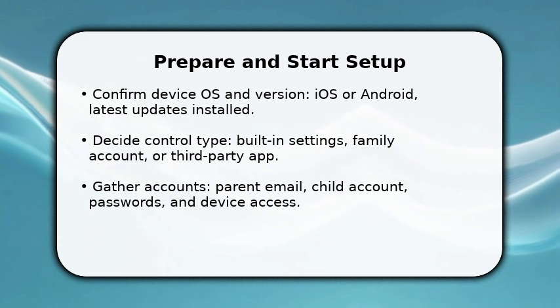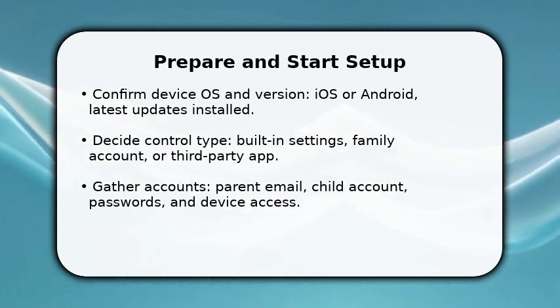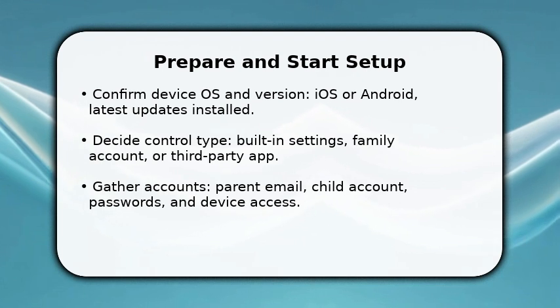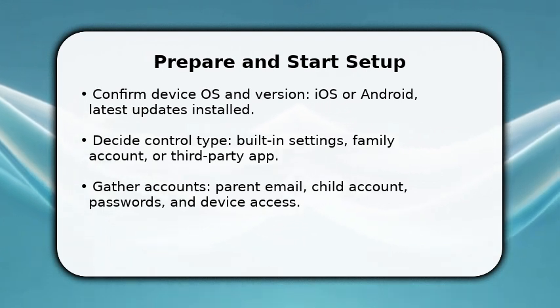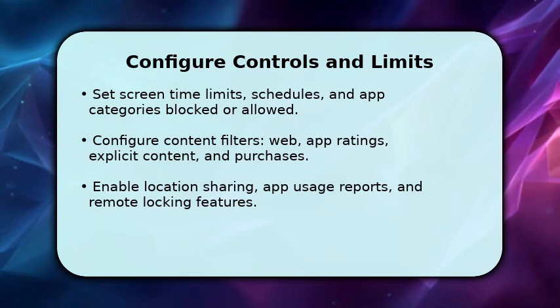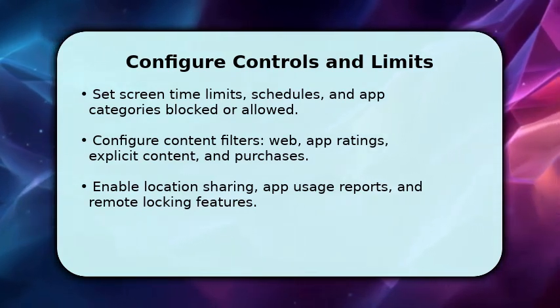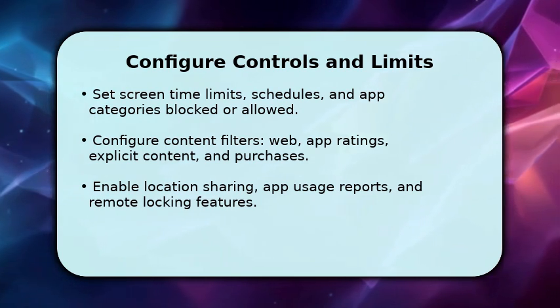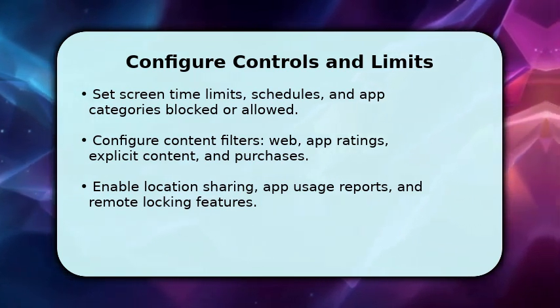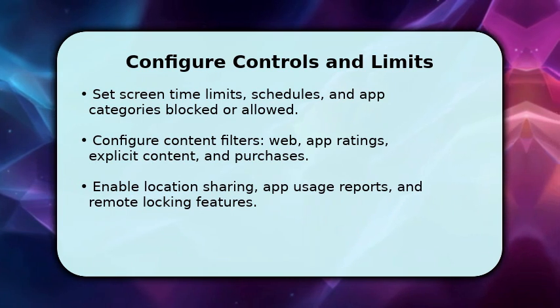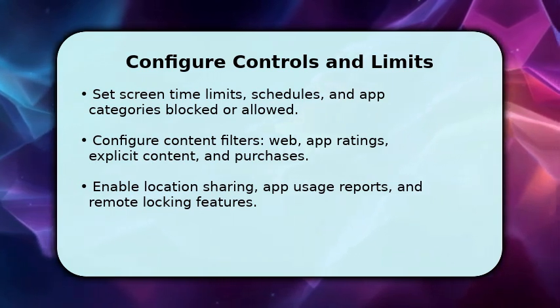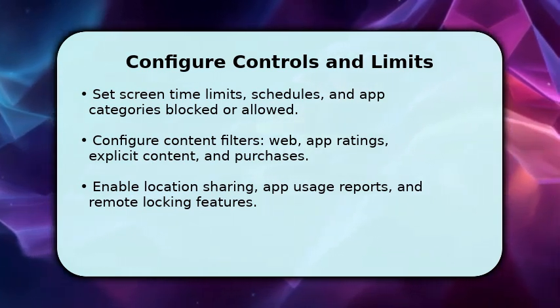Start the device now and open Settings or the Parental Control app, so you can move straight into configuring screen time and restrictions. You now configure specific limits, set daily screen time, bedtime schedules, and restrict app categories to match maturity levels. Next, enable content filters for web browsing and app stores so inappropriate material is blocked automatically.